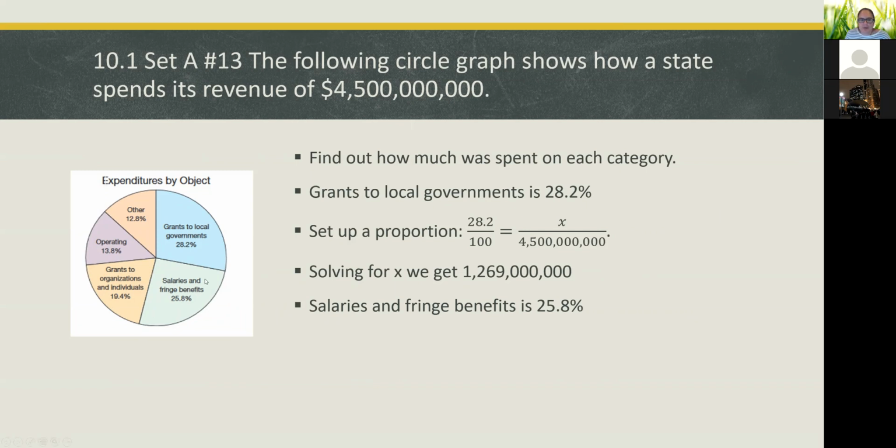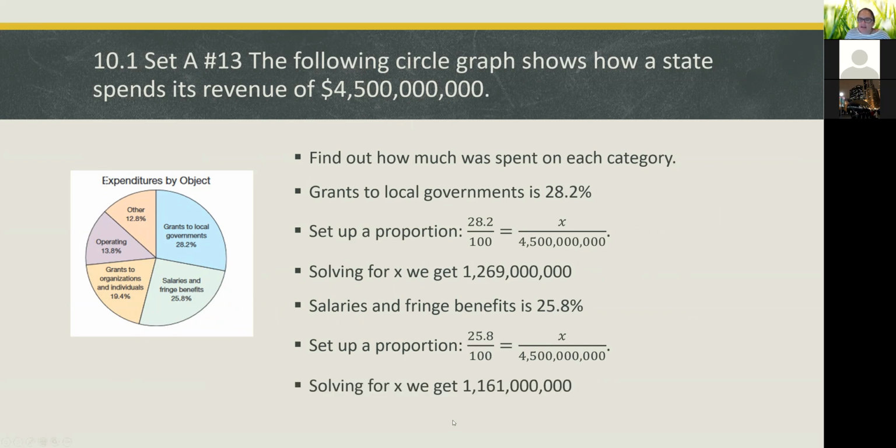And then I did salaries and fringe benefits. That was 25.8%. Okay, that's a little bit smaller than the last category, so I should get a slightly smaller number. And I set up my proportion again. This time I did 25.8 over 100. And this time when I solved, I got 1,161,000,000. So it is a little bit smaller.